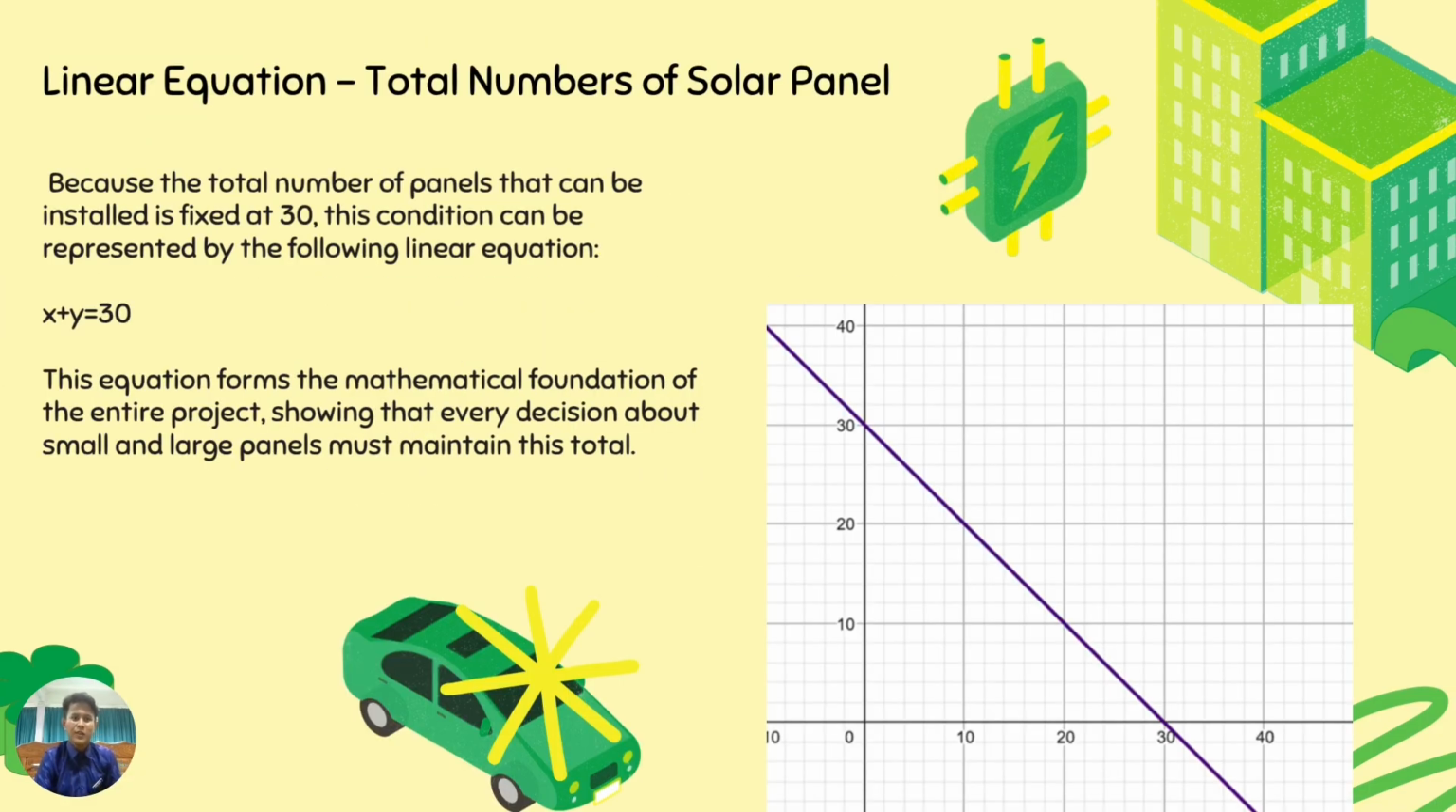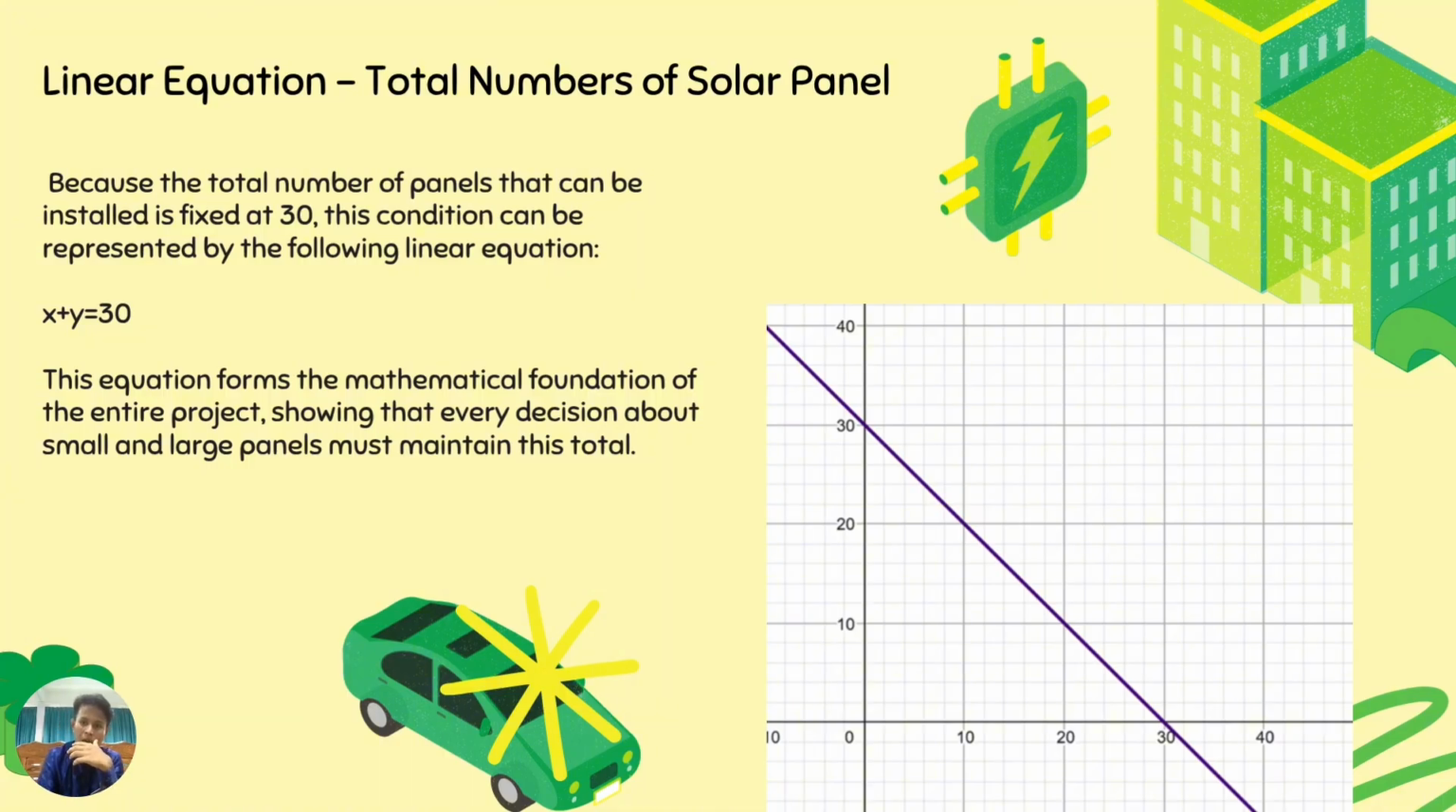Okay, for the linear equation, because the total number of panels that can be installed is fixed at 30, the condition will be represented by the following linear equation, which is x plus y equals 30. The equation forms a mathematical foundation of the entire project. When we draw a graph, it is a straight line. Every point on the line represents one possible combination of small and large panels that adds up to 30.